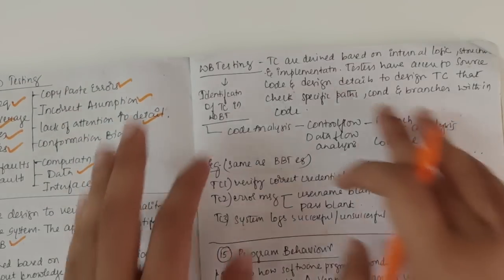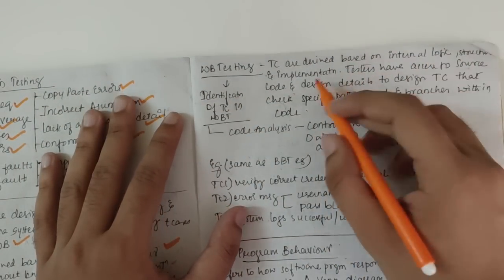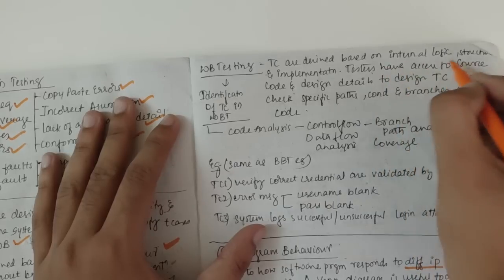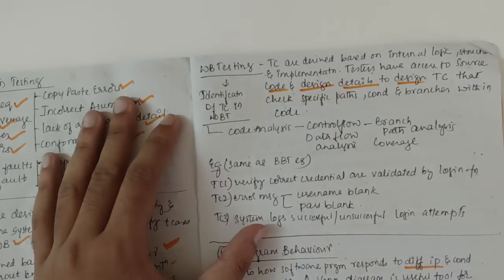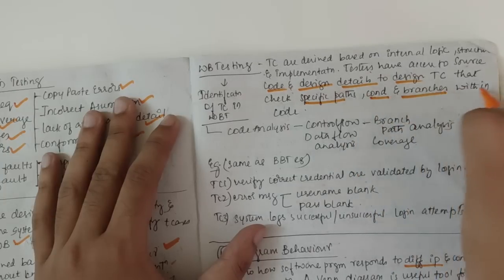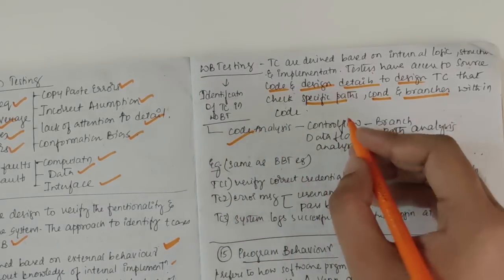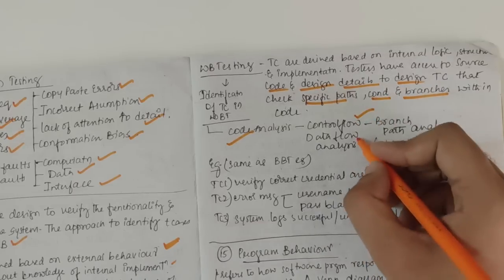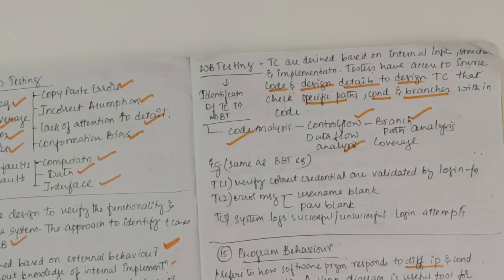Moving on to the white box testing. So test cases are derived based on the internal logic and structure and implementation of the code. So testers have access to the source code and design details of the program. So they design test cases that check specific paths, conditions, and branches within the code. So here we have condition analysis, code analysis, in which we have the control flow and data flow analysis. Along with that, we also have branch path analysis and coverage.